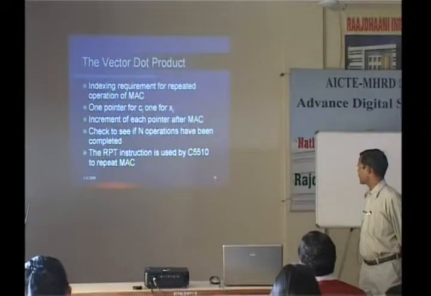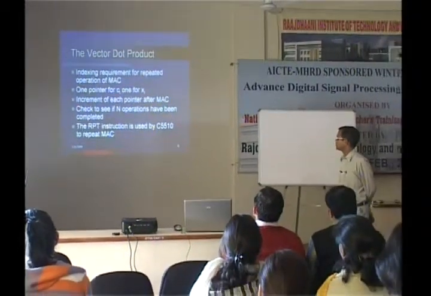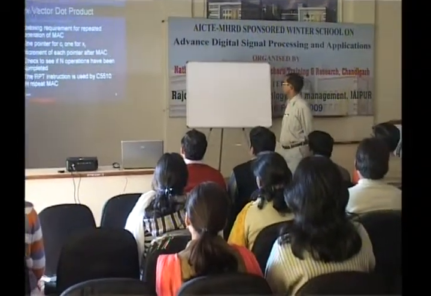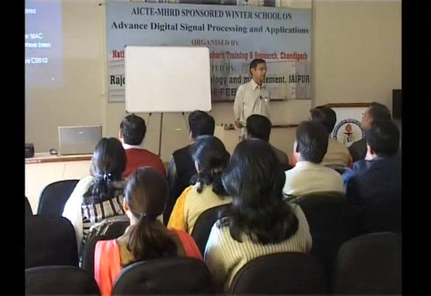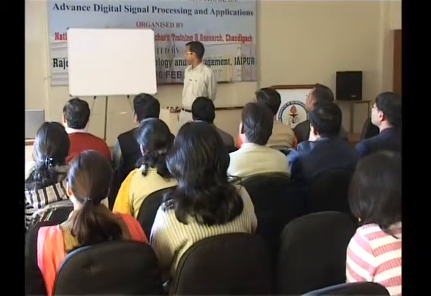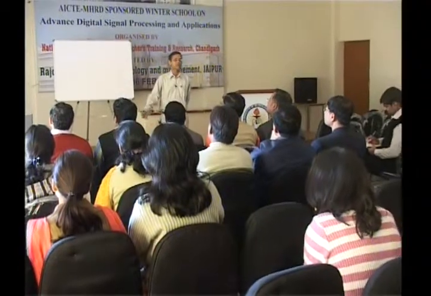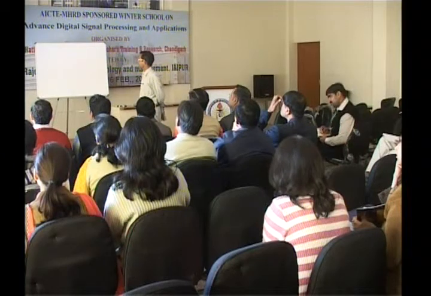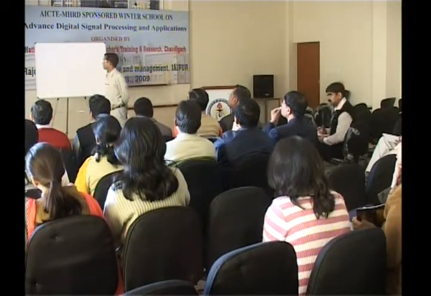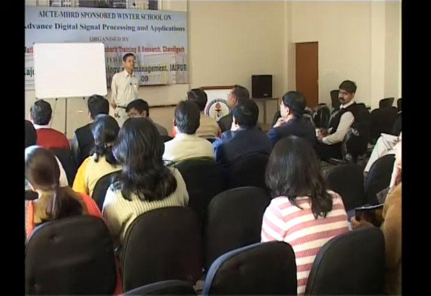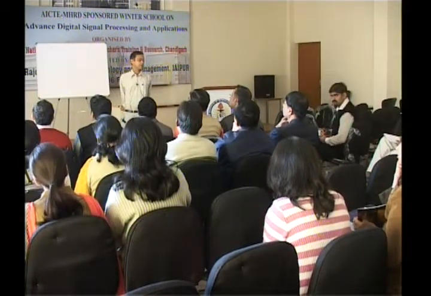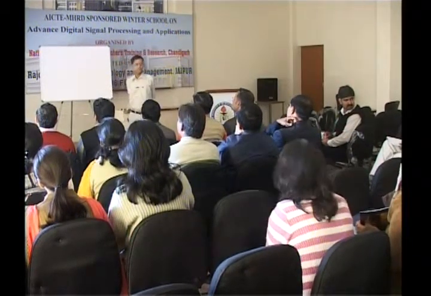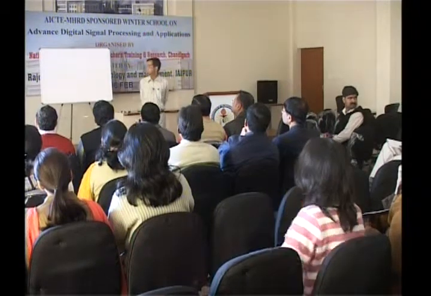The other aspect that I brought out earlier was the indexing requirement for repeated operations for the multiply accumulate. I told you that one pointer has to be reserved for Ci and the other for Xi, and somebody has to increment the pointer for Ci and Xi in preparation for the next read operation that will take place. And at the end of it, you also have to check if n operations have been completed. Somebody has to keep track of the number of multiply accumulates that have been done. Right? It means that this checking operation is also going to take time. You have to keep checking whether you have multiplied and accumulated n times.